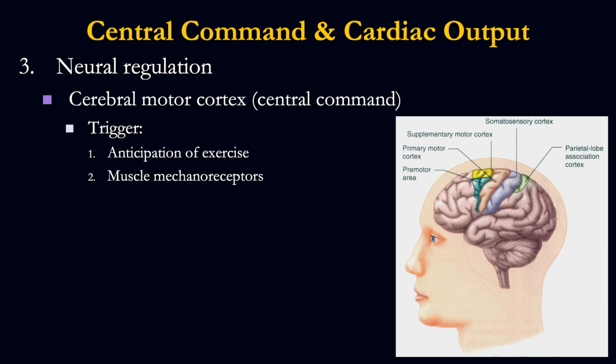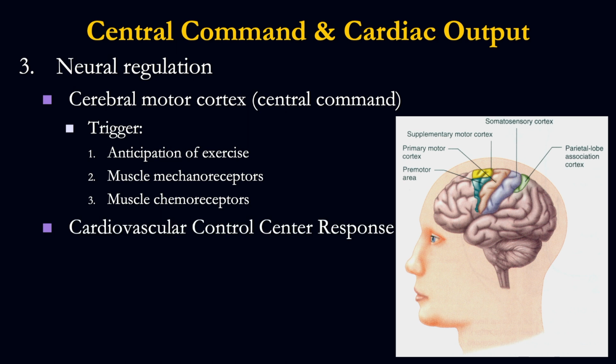We have the muscle mechanoreceptors that are also triggering the central motor cortex to respond to exercise. So remember, these are the stretch receptors. As we move, we are stretching these receptors and they're firing and sending signals to the central nervous system. We also have those chemoreceptors that are telling the central nervous system about what's going on chemically. This is all providing input to central command.